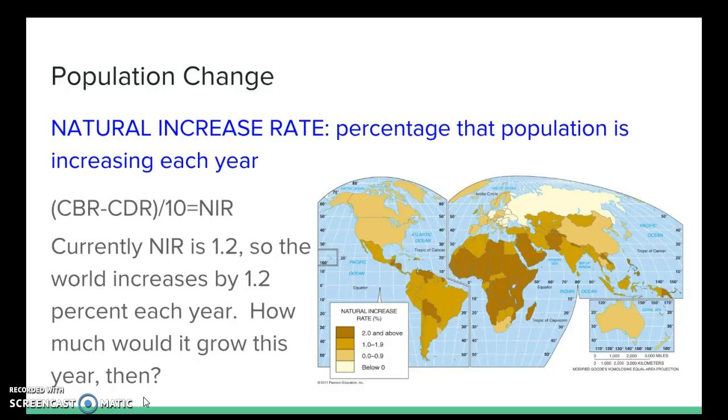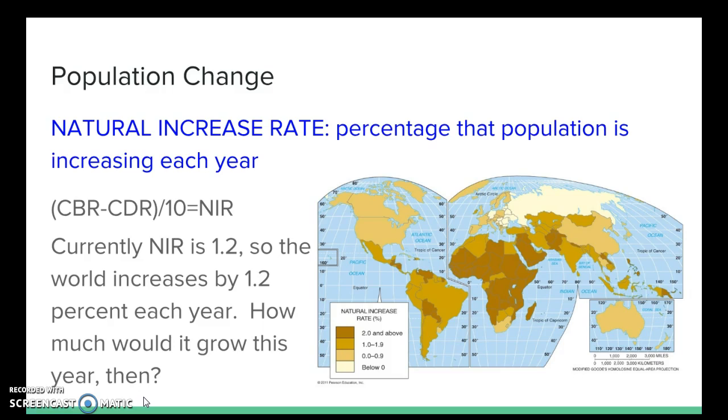When you combine these two together, you get the natural increase rate, which is simply a percentage. Birth rate minus death rate divided by 10 gives you a percent. What percent will this country grow in a year? The world as a whole grows between 1 and 1.2% a year. So if the world has 7.5 billion people right now, that means the addition of the world's population, births above deaths, will be a little over 80 million people this year. The world will gain that many people.